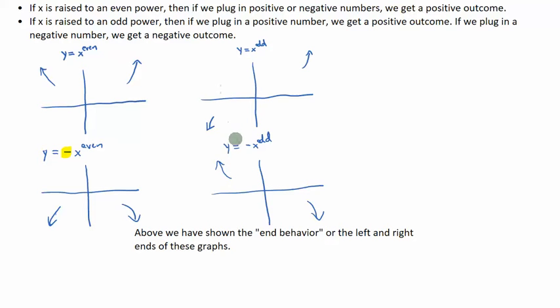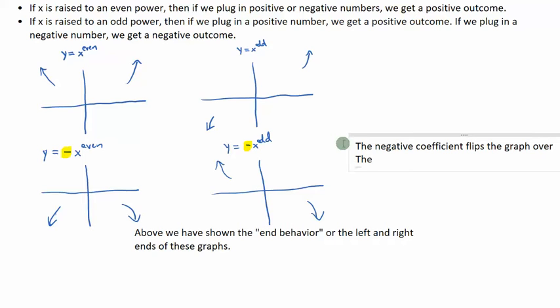So negatives have the effect, just like with transformations, the negative coefficient flips the graph over the x-axis. Alright, so those are end behaviors of polynomial functions. So let's get down to business here.